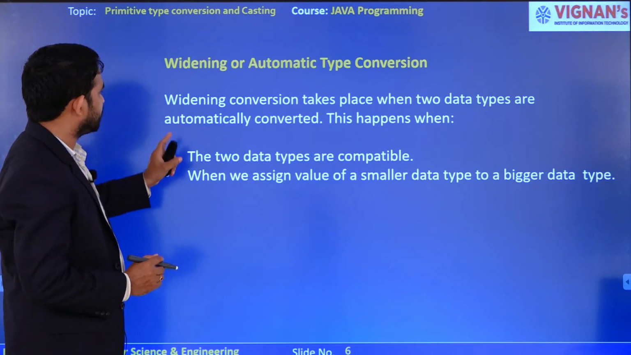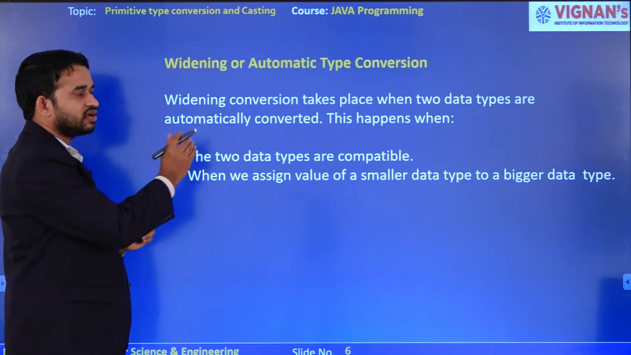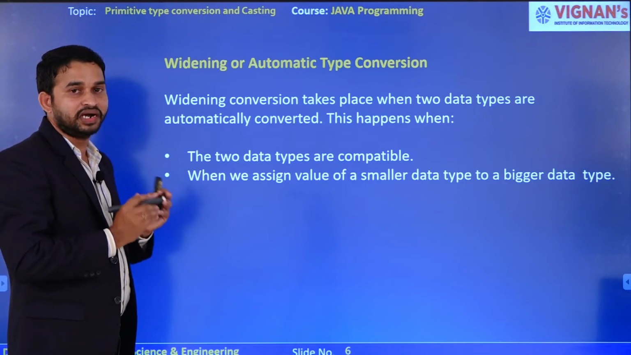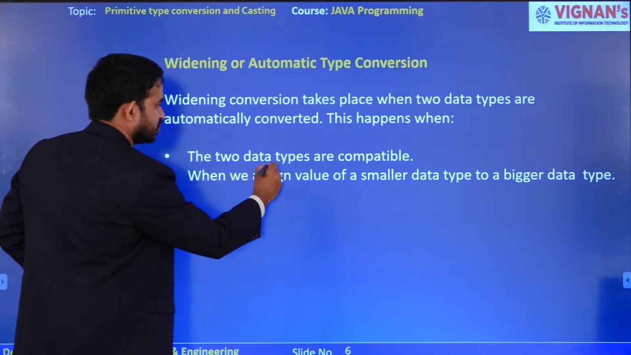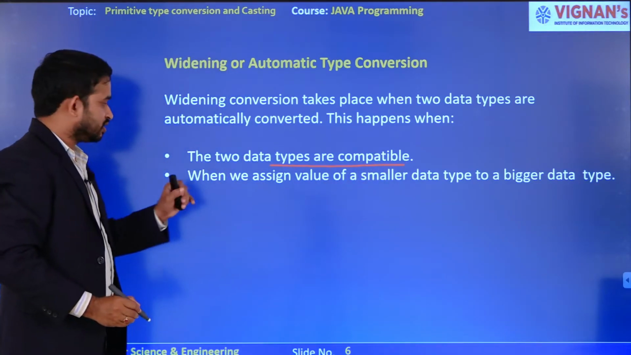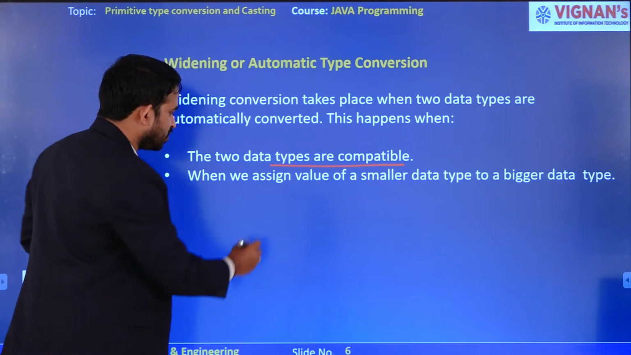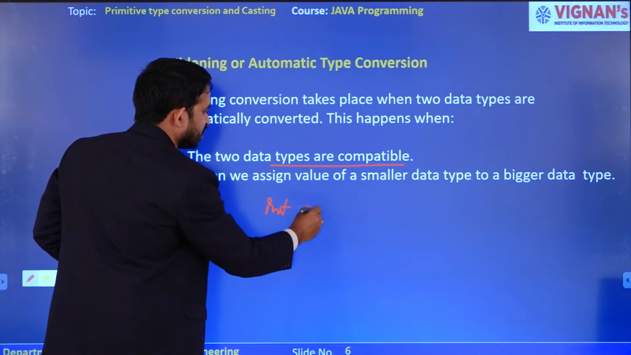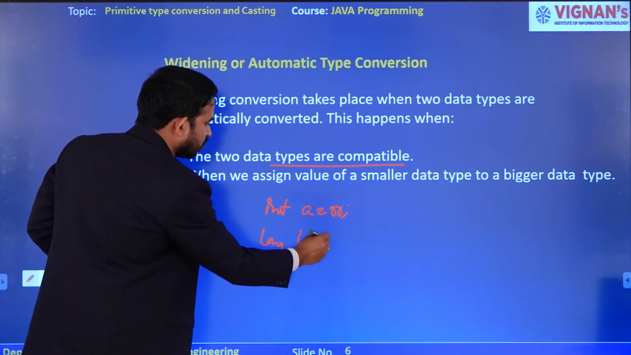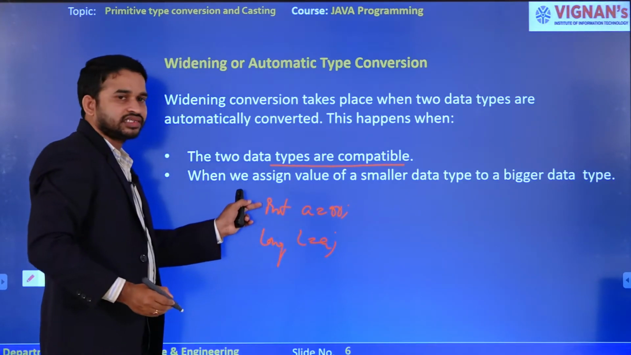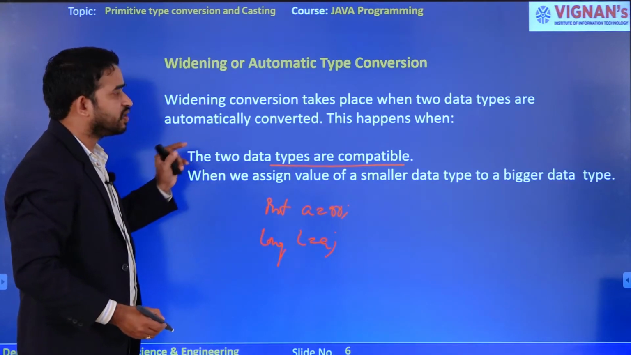Here, widening conversion takes place when two data types are automatically converted, when the two data types are compatible with each other. The next point is when we assign a value of a smaller data type to a bigger data type. Just now we have seen the example: int a equal to 50, I want to store in long L equal to a. This is possible. Why? Because integer is compatible to store in long. So this is the example for widening or automatic type conversion.